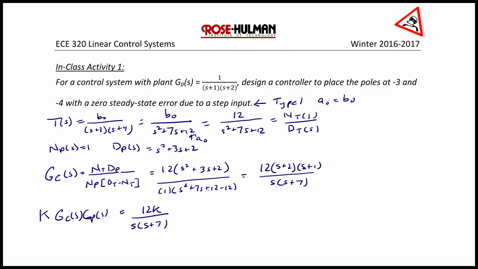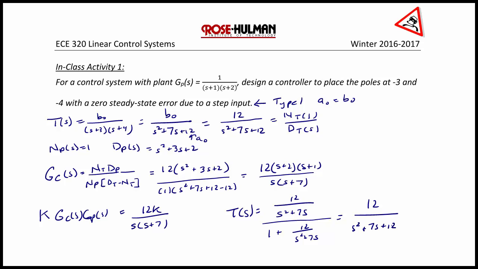So now let's take a look at the root locus before and after the compensator, and look at the step response before and after the compensator. And recall that if I calculate T(s), which I will need for the step response, it would be 12 over s squared plus 7s divided by 1 plus 12 over s squared plus 7s, which equals 12 over s squared plus 7s plus 12, which check is indeed our desired closed loop transfer function.